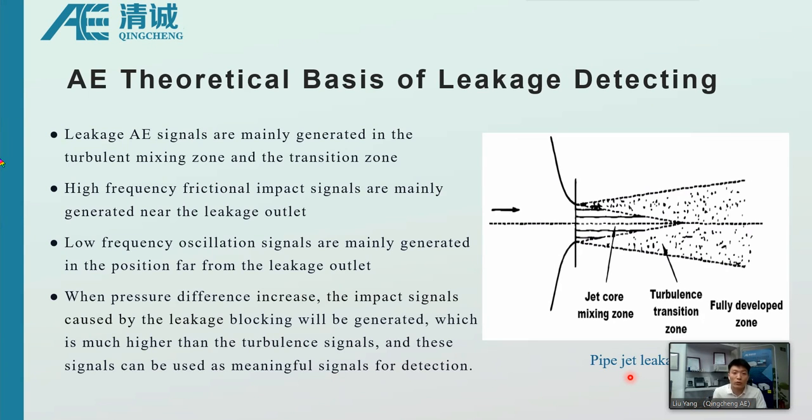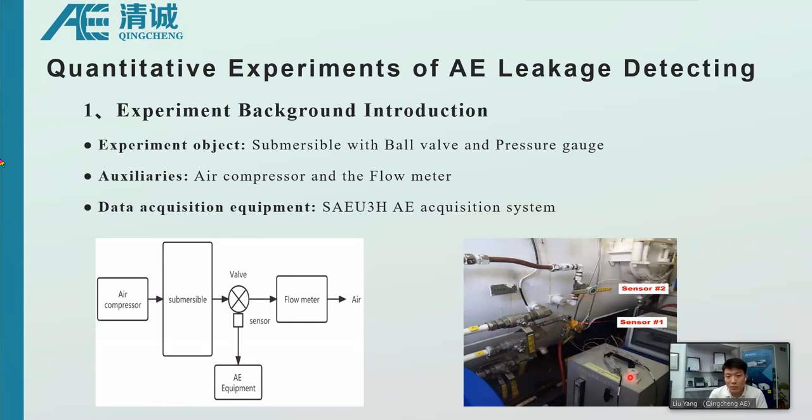So we did a quantitative experiment of AE leakage detecting. We chose a submersible as the experiment object, which is a big air bottle with a ball valve and pressure gauge on it. We also used an air compressor and a flow meter as auxiliaries. The data acquisition equipment is the SAEU3H acquisition system. So we can see the pictures.